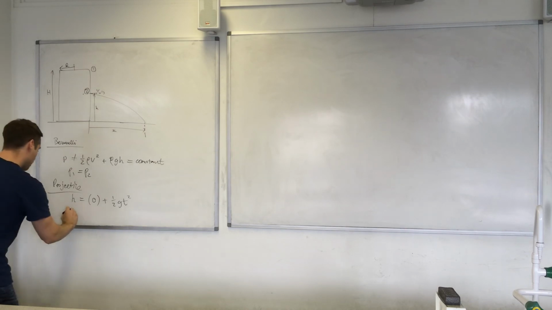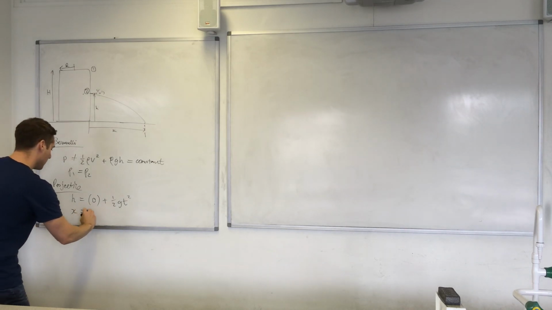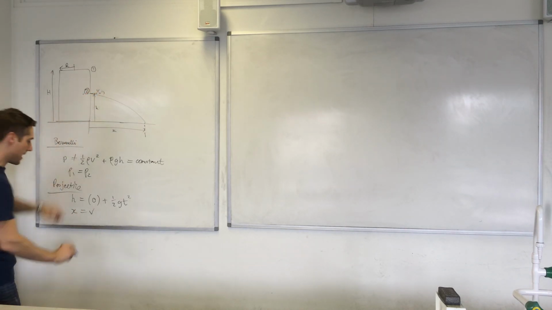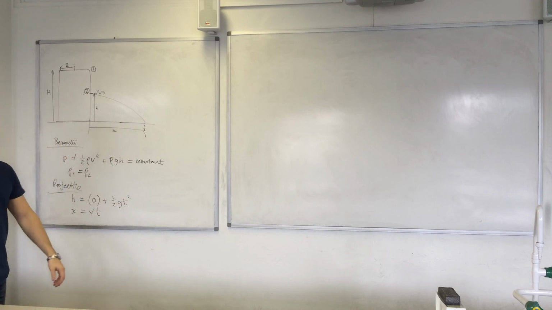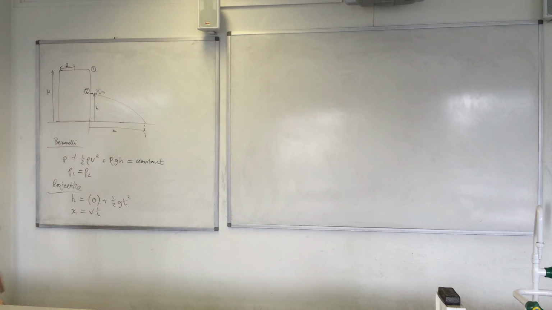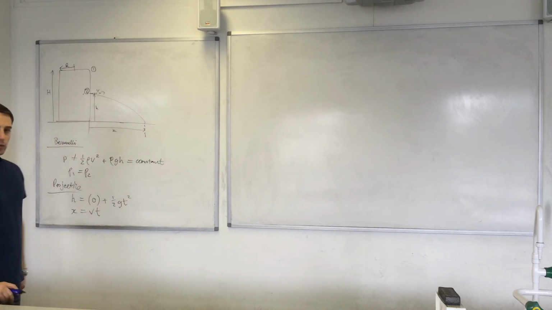The range, x, is equal to that velocity there multiplied by the flight time. So x equals vt.